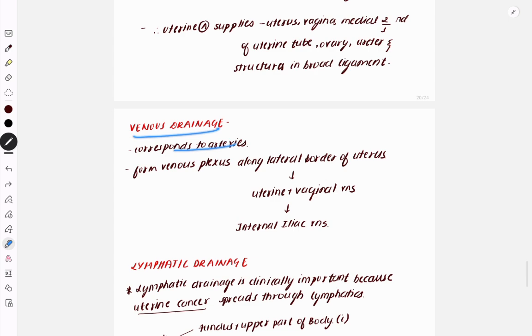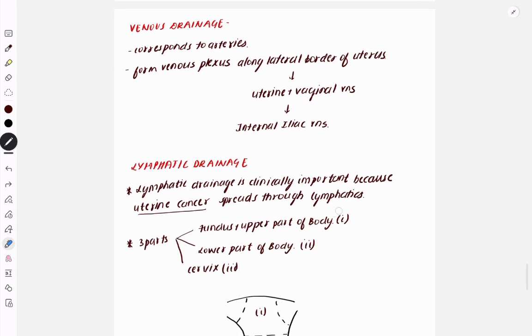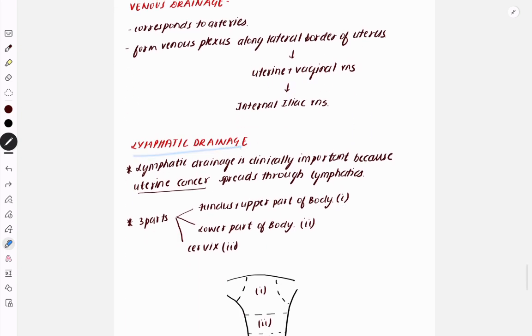The venous drainage corresponds to the arteries itself. There are venous plexuses seen along the lateral border of the uterus. These venous plexuses drain into the uterine and vaginal veins, which further drain into the internal iliac veins. Lymphatic drainage of the uterus.